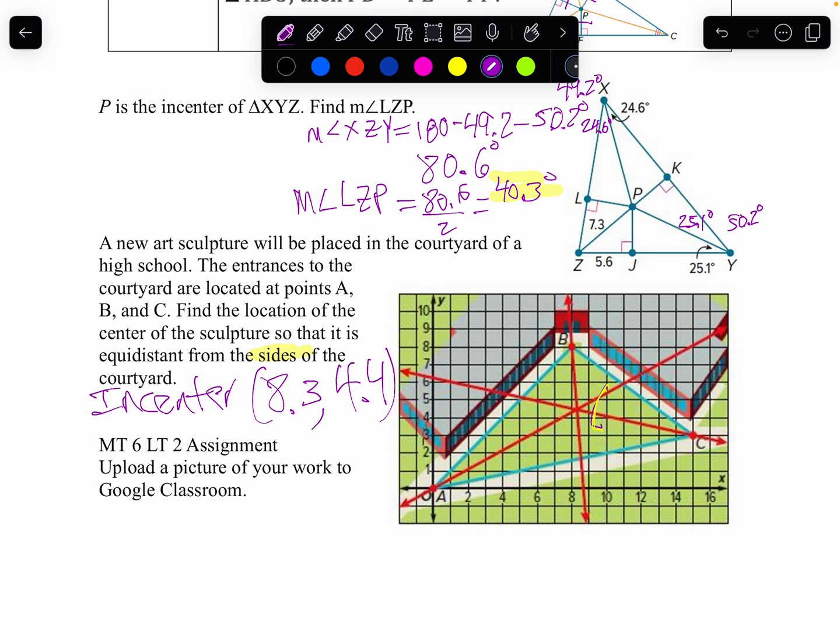Probably measured in feet, I'm guessing, if it was in a school area, unless your courtyard was huge, then it could be in yards. And that's what we do.